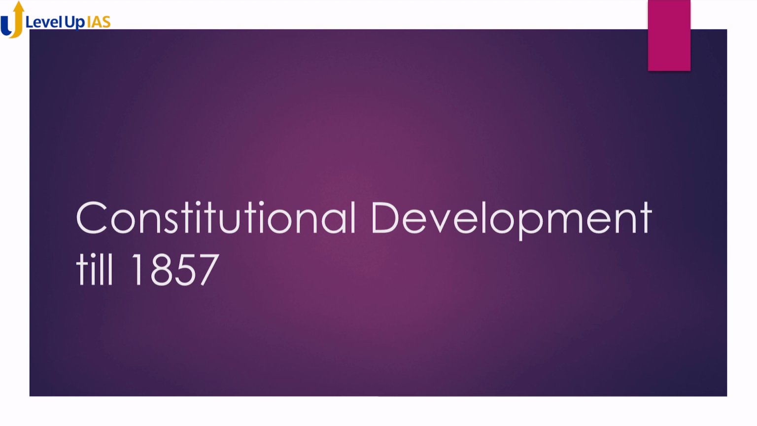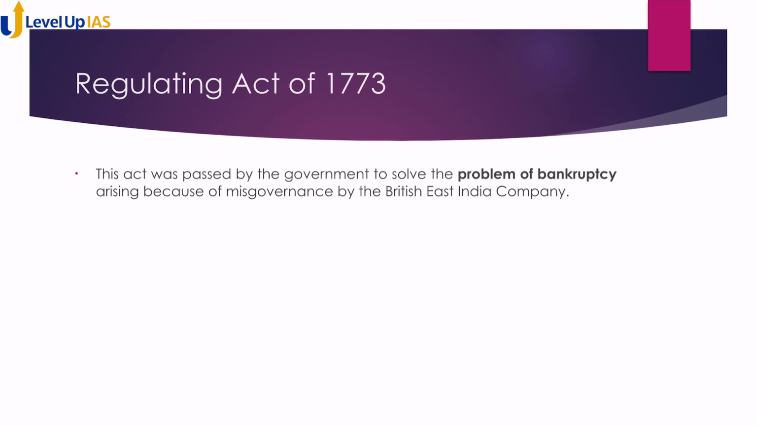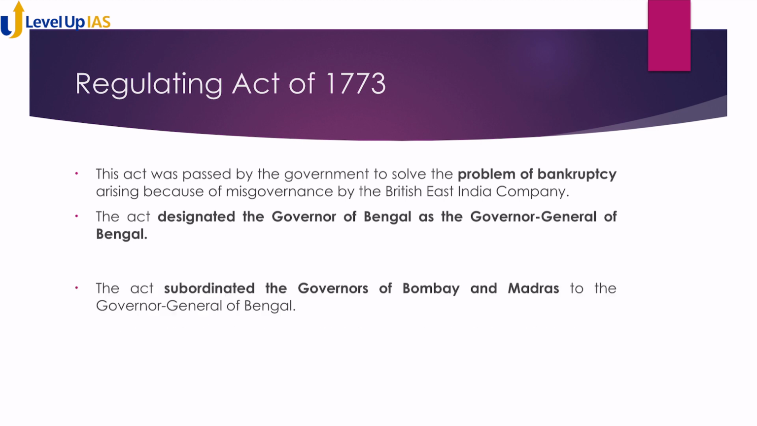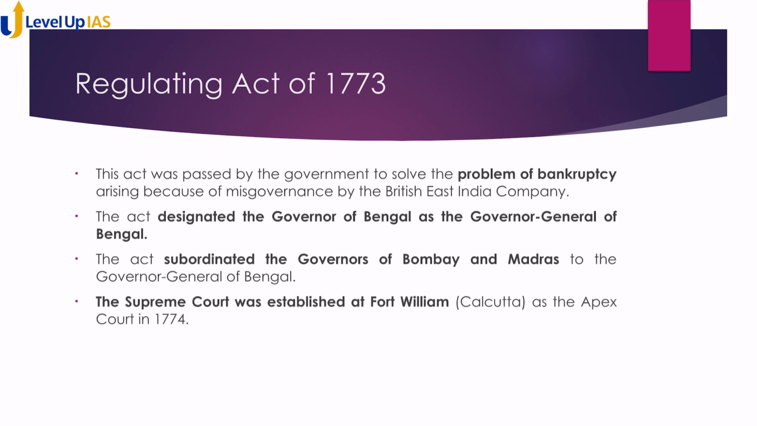So let's begin. Regulating Act of 1773. This act was passed by the government to solve the problem of bankruptcy arising because of misgovernance by the British East India Company. The Act designated the Governor of Bengal as the Governor General of Bengal. The Act subordinated the governors of Bombay and Madras to the Governor General of Bengal. The Supreme Court was established at Fort William as the Apex Court in 1774.